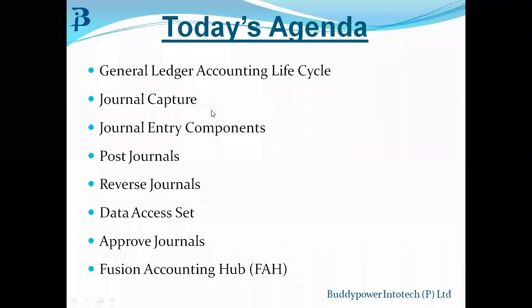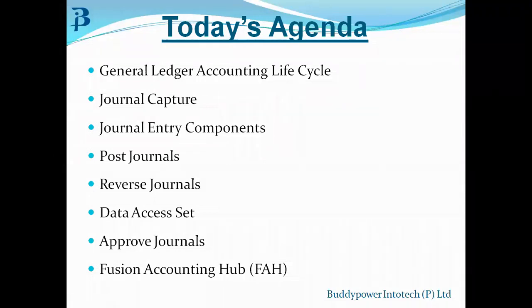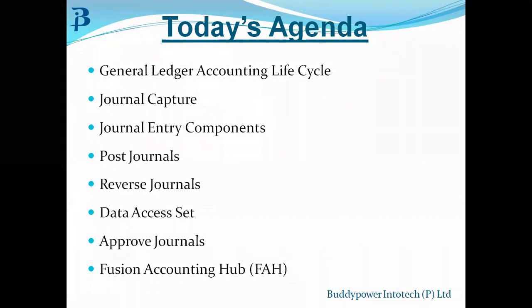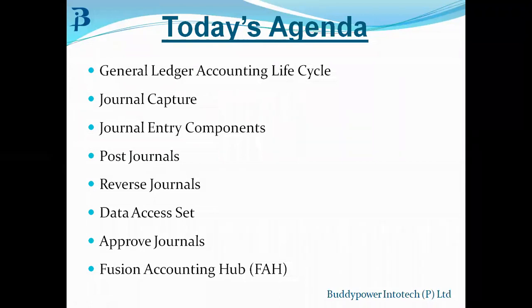Okay. So today's agenda is the general ledger accounting life cycle. We'll see how the journals are captured. Then we'll go through the components of a journal entry, and how we post journals and reverse journal entries. We'll see what a data access set is and how the journals are approved. And finally, we'll see what Fusion Accounting Hub is. Okay, so let's start.